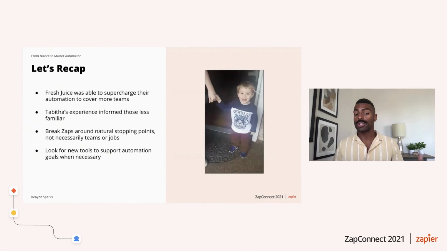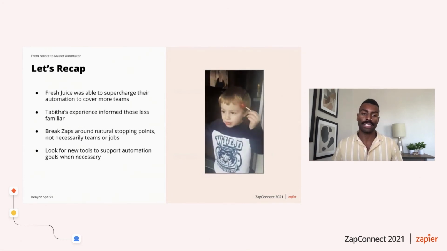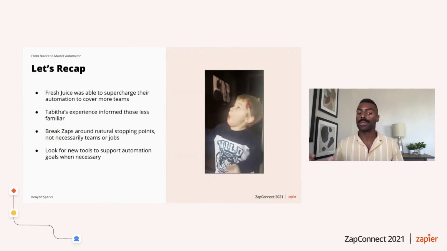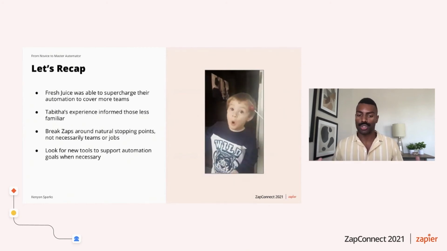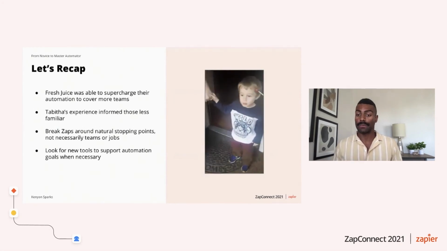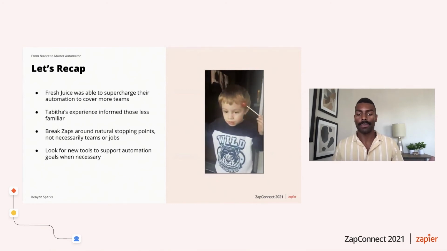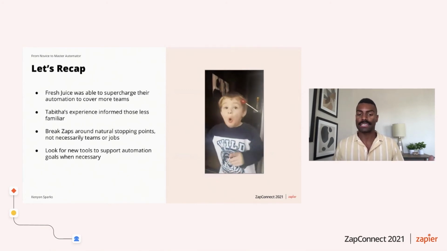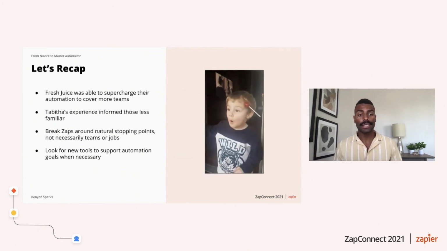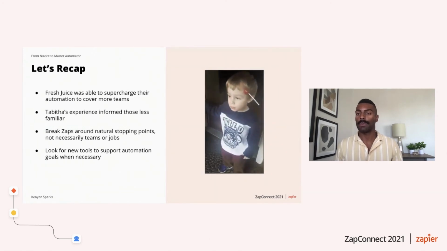She spoke with each functional leader to understand their current processes and then translate them to the triggers and actions needed to perform the automation automatically. They broke their Zaps around natural stopping points, not necessarily teams or jobs. Work that began with one team translated to things the next group needed. For example, sales triggered a Zap for operations by pushing a button in Chrome that triggered a Zap and changed the lead status in Salesforce. Follow the flow of information. Lastly, the team leveraged new tools like Calendly and Zapier's Chrome extension to support their automation goals.